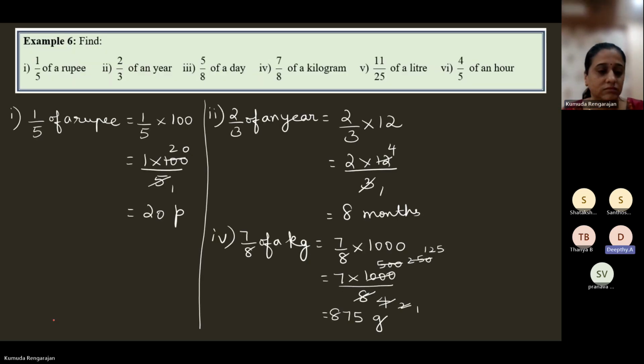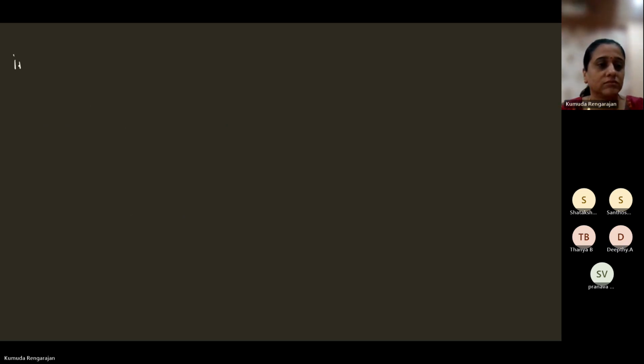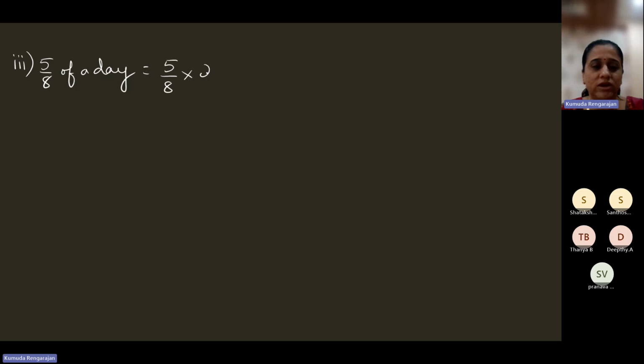Ma'am, for the fifth one, we have to take milliliters, right? Yeah, 1 liter is 1000 milliliters. Correct. Yes. Ma'am, for the third one, 15 hours. Okay. So 5 by 8 into 24 hours. 5 into 24 by 8. 8 threes are 24. Yes, you're right. 15 hours.